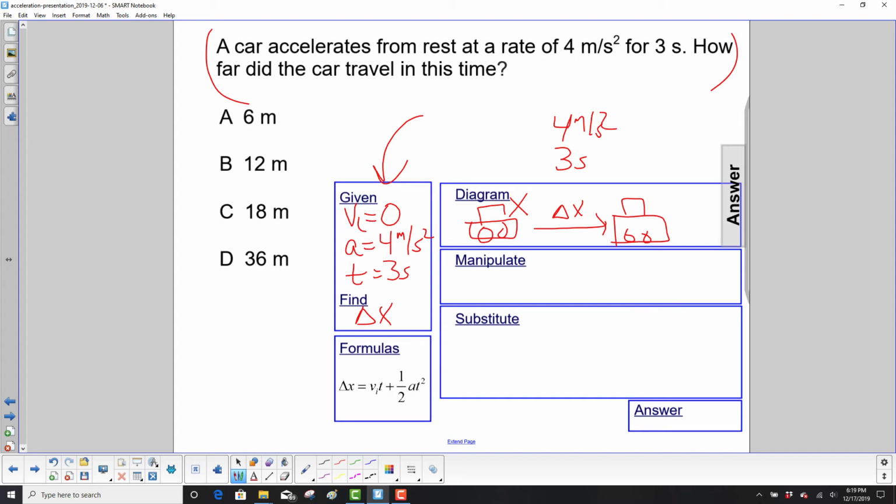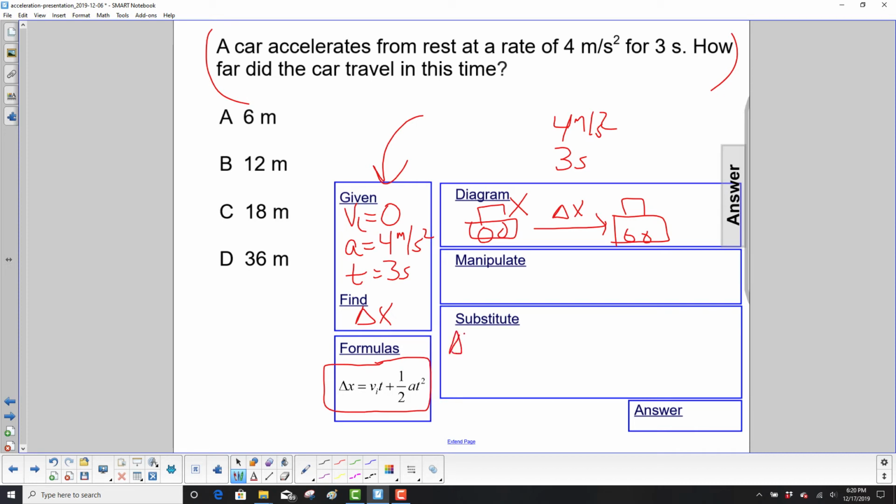So we look for what formulas we can use. In this case, it's the second kinematics equation. When you're looking for displacement, that's the ticket. The first kinematics equation gives a final velocity. The second gives us a displacement. Fortunately, it's already in the correct form. We don't have to manipulate it.